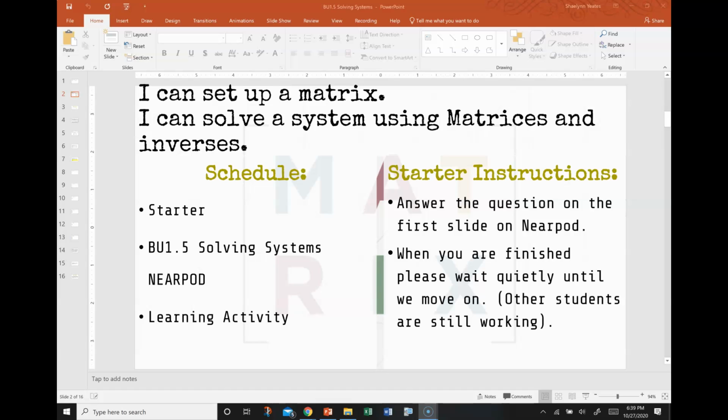All right, so today is the culmination of all our matrix skills. We are going to solve systems using matrices. And we're going to just be solving these systems that are just two equations. Nothing too crazy. We'll be okay. All right, so I can set up a matrix and I can solve a system using matrices and inverses. Okay?